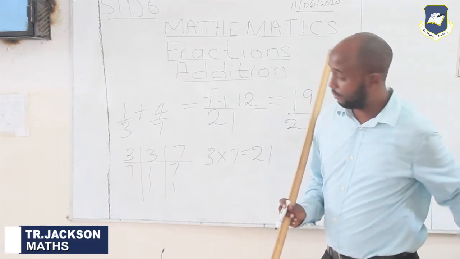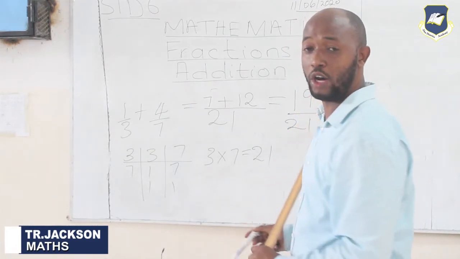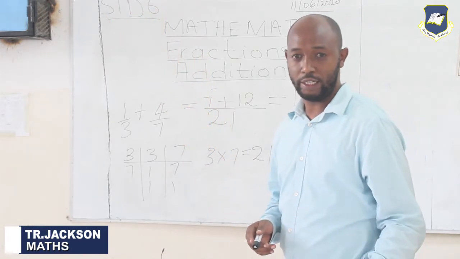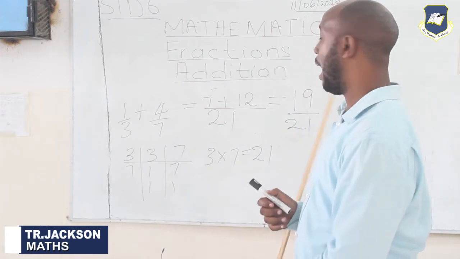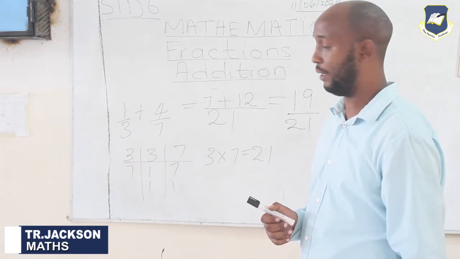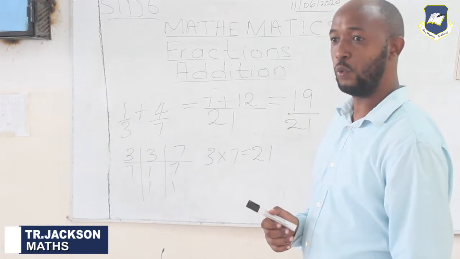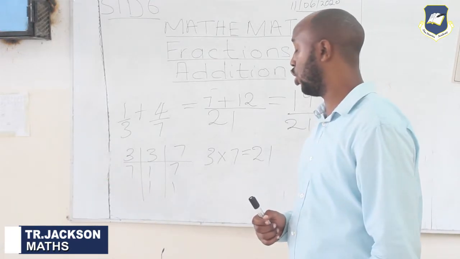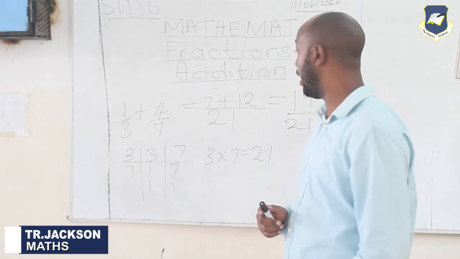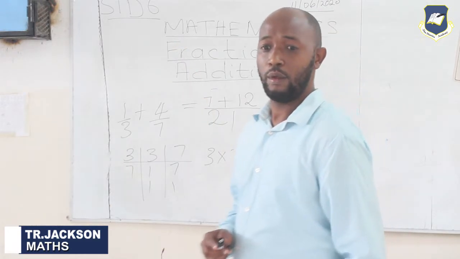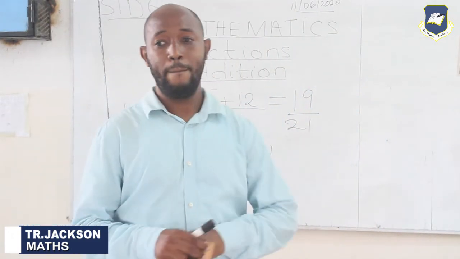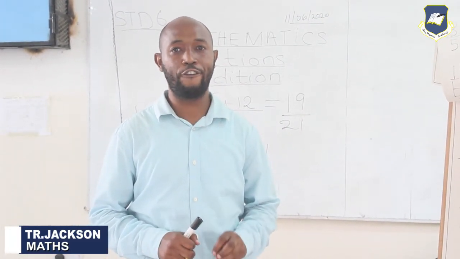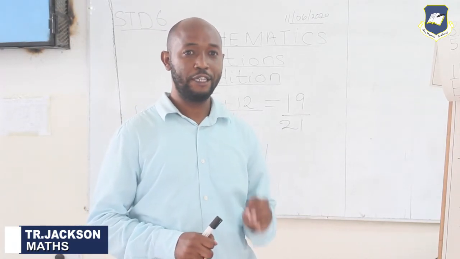You realize that 19 is smaller than 21, which is our denominator. So we call that one a proper fraction. Again, just like our previous example, we don't need to convert it. It remains 19 over 21. So, pupils, that makes the end of our lesson on addition of two fractions which have different denominators.